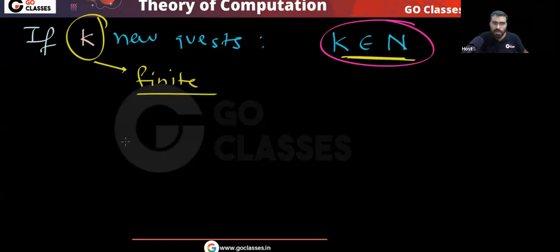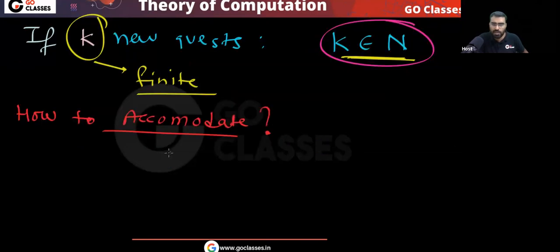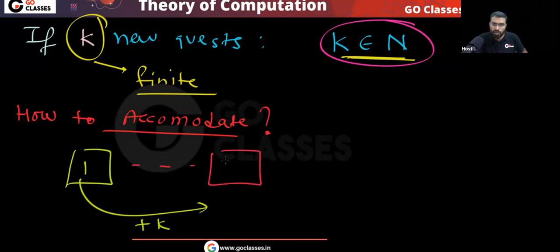So what will you do? Can you accommodate them? How to accommodate these new people? Let me know. Very simple. Every person will go to which room? Every person will go to plus kth room. Yes or no? Okay, if some person is in the nth room, that person will go to the n plus kth room. Just do the plus k.